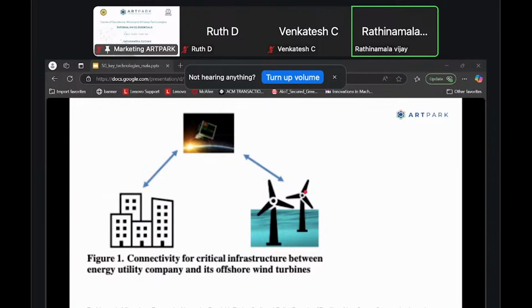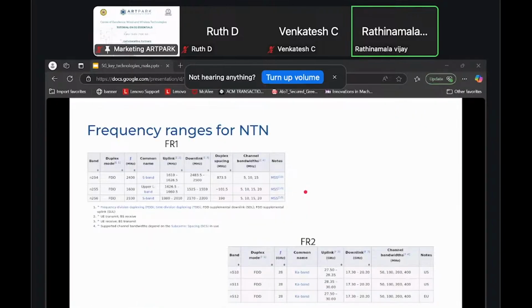cognitive radio is used for critical infrastructure protection, where the utility company is able to collect information from remotely located wind turbines. This is feasible via a satellite, and the resilient communication between the satellite and the ground station is achieved by cognitive radio technology.